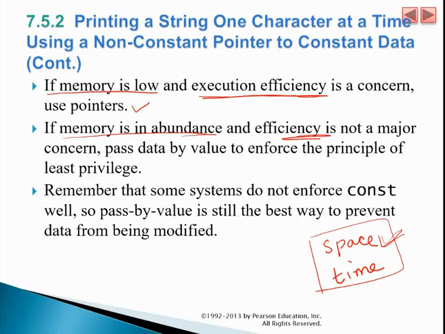Okay, so depending upon your requirement, if you are low on memory and you want a program to consume less memory, then go for pointers. If memory is not an issue and efficiency is an issue, then you can go for pass by value. Okay, actually always try to do pass by value as much as possible because it enforces the principle of least privilege. In pointers you are actually giving the access to change the original copy. So from a security point of view, pass by value is good, but from a performance point of view, pointers are good.